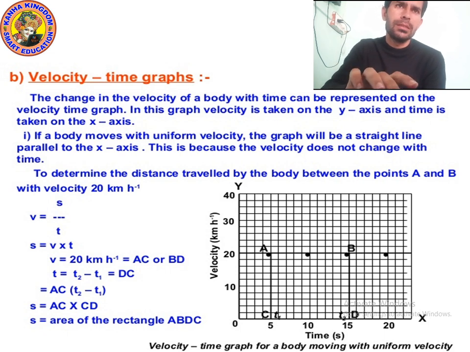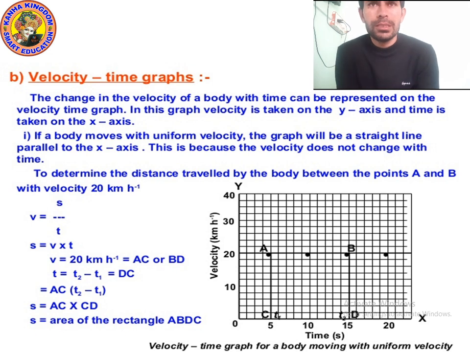So, kids, we studied about velocity and average velocity. What is velocity? Velocity of a body is the displacement of the body per unit time. The formula for velocity is displacement upon time. Since velocity has both magnitude and direction, it is a vector quantity.